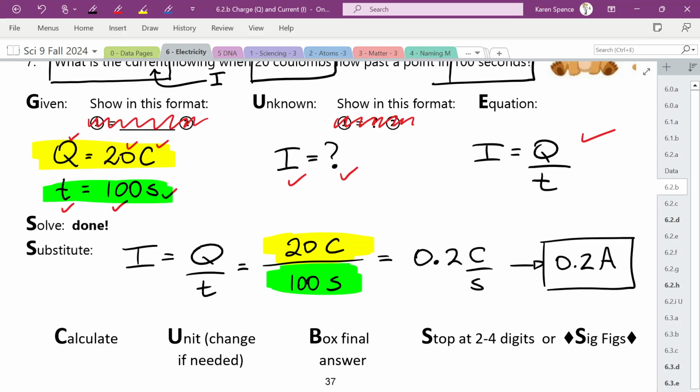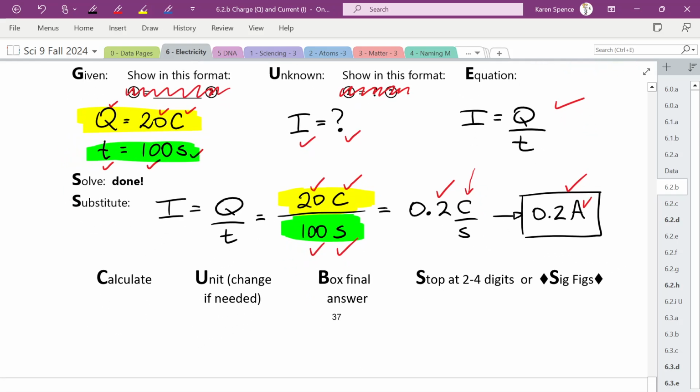Check your second line of work. I equals Q over T equals, make sure you put in 20 coulombs and 100 seconds, and that you have 0.2. You calculated it correctly. And then it's optional whether you put coulombs per second or whether you go directly to amps, and you need a box. Okay?